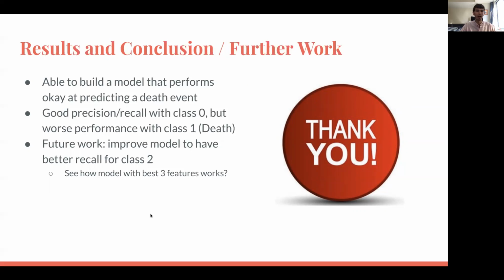So for future work, I'd like to improve this model to have better recall for class 1. And as I mentioned before, maybe I'll just see how the model works with the three best features, see if that results in better classification for these two binary classes.